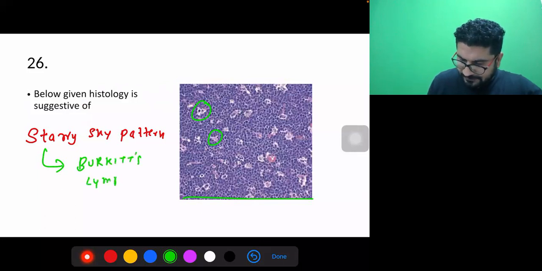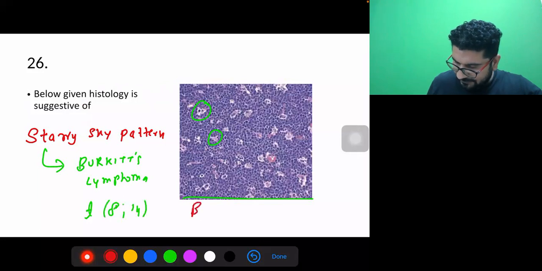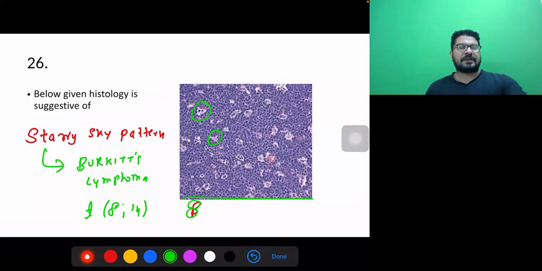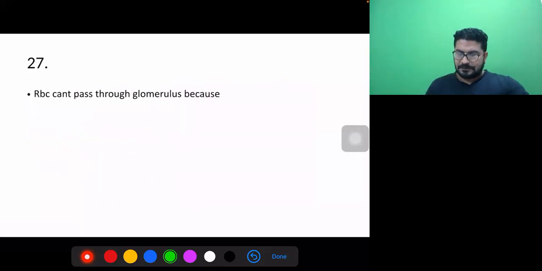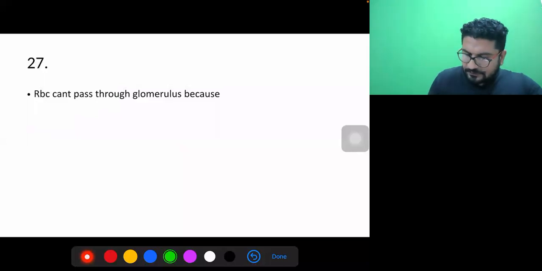Burkitt lymphoma is associated with translocation 8;14. To remember this, 8 is the alphabet B, from which you can make 8. Translocation 8;14. Okay, RBCs can't pass through the glomerulus because of their big size.